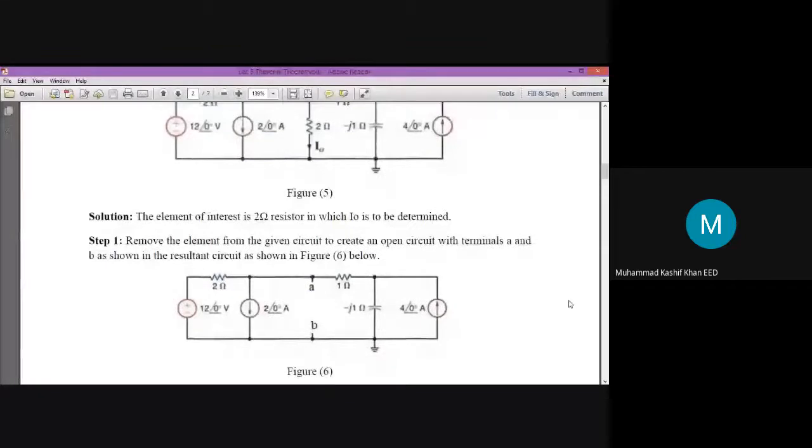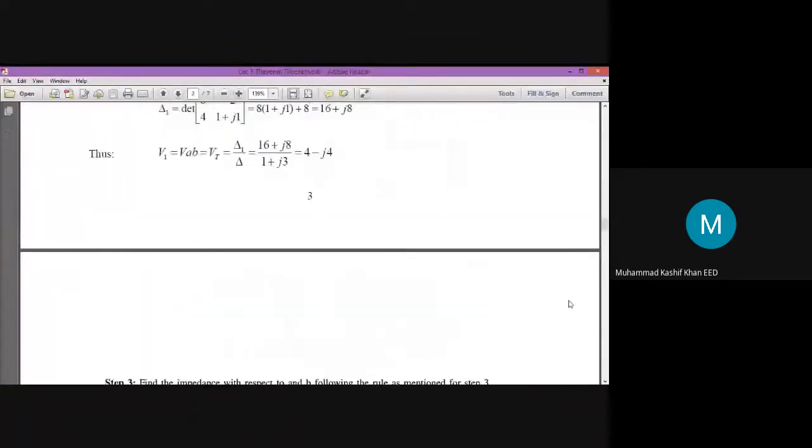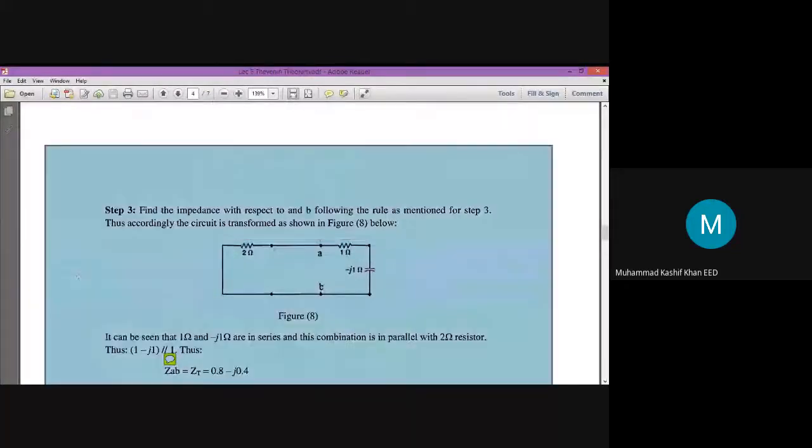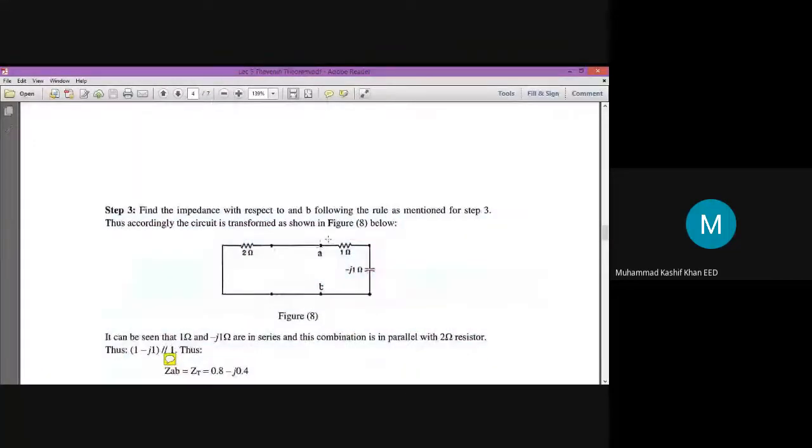Once you have short circuited the voltage sources and open circuited the current sources, you will get this diagram. This is a simplified diagram. Now with the help of this diagram, you will find out the total impedance, the Thevenin equivalent impedance of the circuit. To find out the Thevenin equivalent impedance of the circuit, you have to concentrate on point A and point B. You do not have to look at the apparent layout of the circuit.